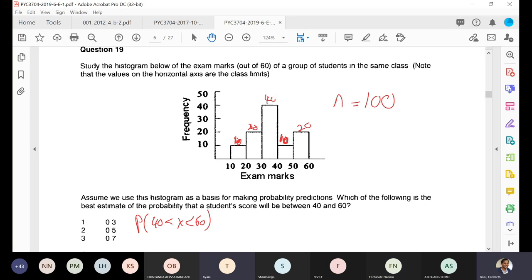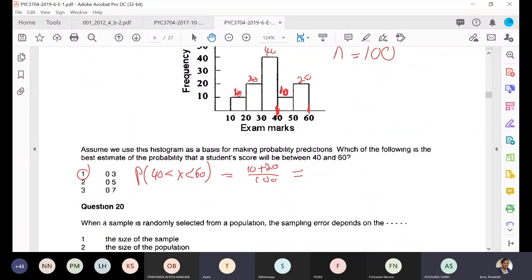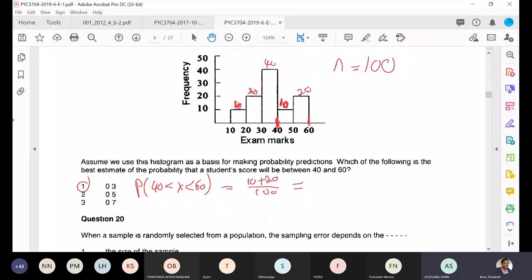100. Okay, so since we need to find the probability of those two, I'm going to apply the basic rule that we have here. 10 plus 20, which is 30, divided by 100, 0.3. That is 0.3. Number one. That is the answer that you are looking for.